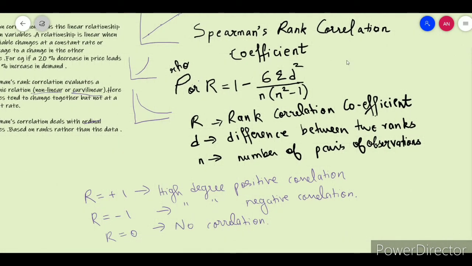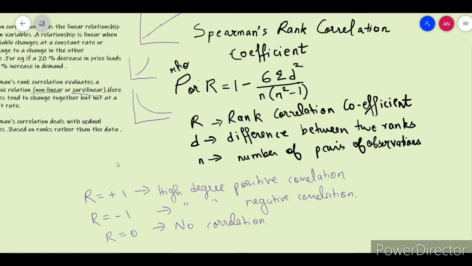Spearman's rank correlation coefficient, this is how we measure: R = 1 - 6ΣD² / n(n² - 1), where we've already mentioned what they stand for. R is the rank correlation coefficient, D is the difference between two ranks, n is the number of pairs of observations. In some of the textbooks you'll find that this R is replaced by the symbol rho, but it's all the same.